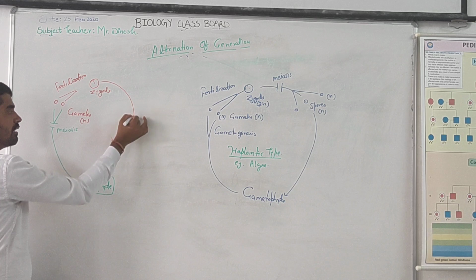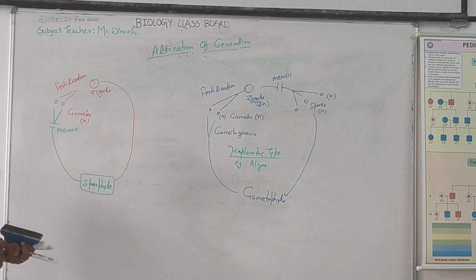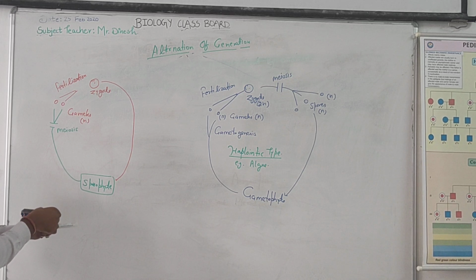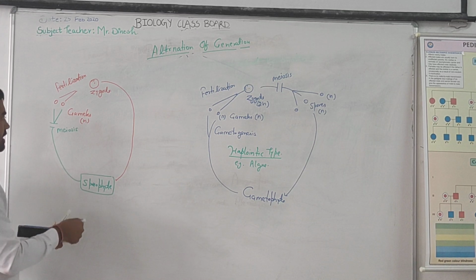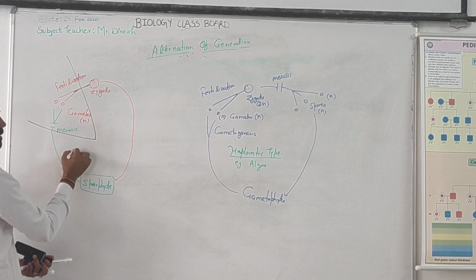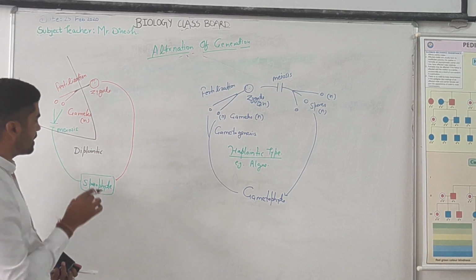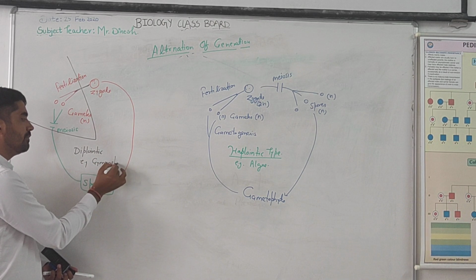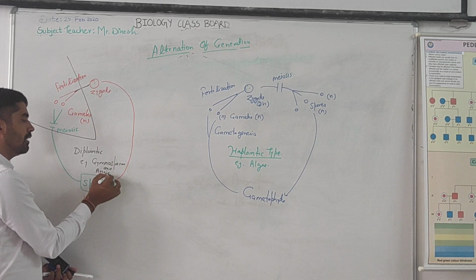This zygote will grow into a sporophyte, right? So here only the haplontic phase is for a small duration, that is this one. From here to here meiosis will have happened. This period is haploid, otherwise it will be the diplontic type of life cycle. So its examples are gymnosperm and angiosperm.